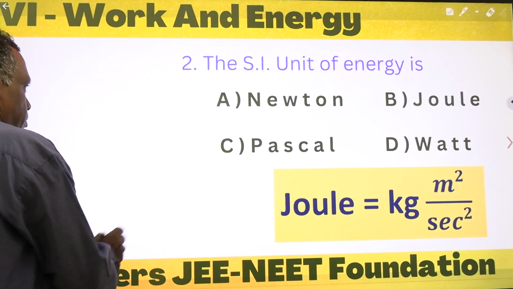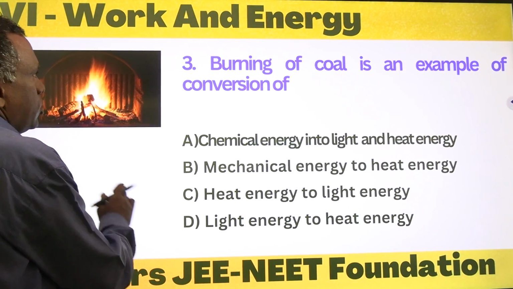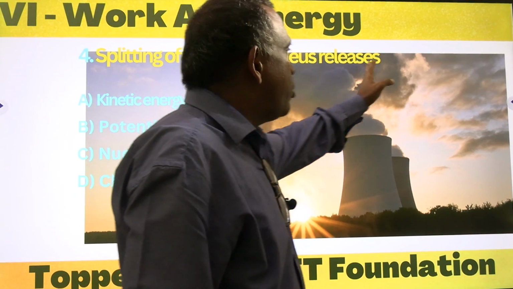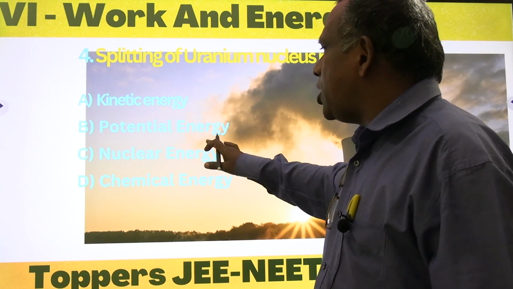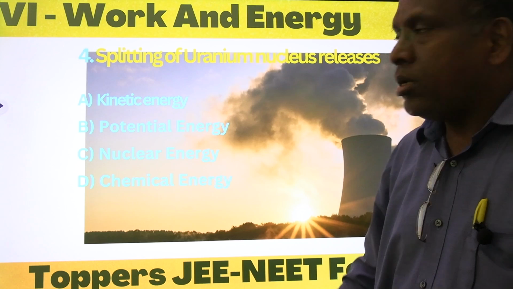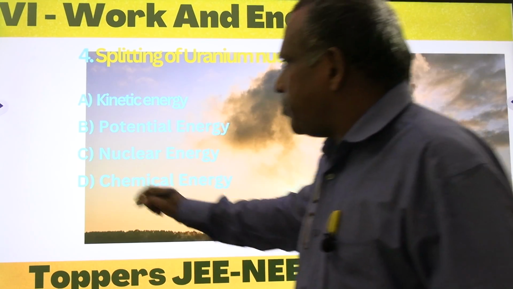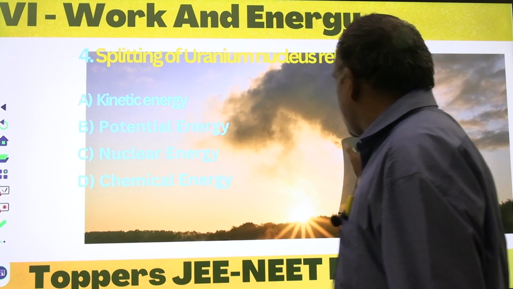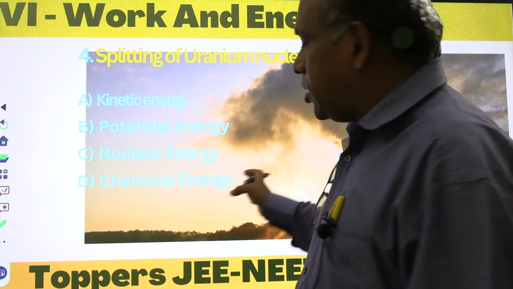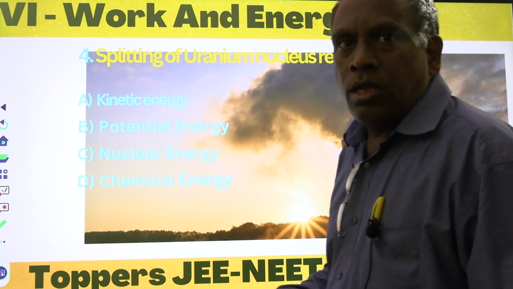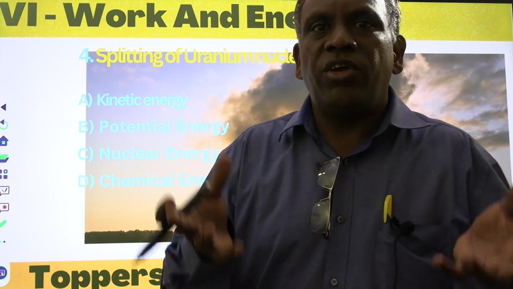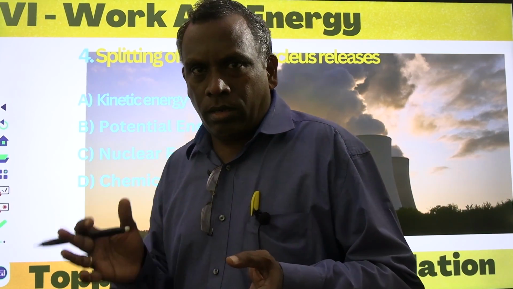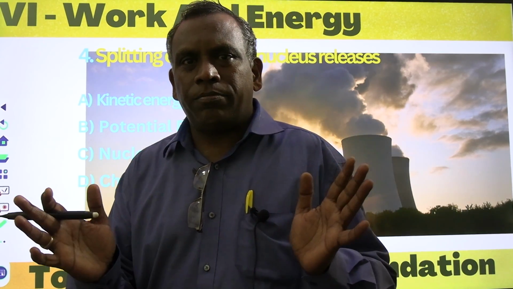Fourth question: the splitting of uranium nucleus releases. The options are kinetic energy, potential energy, nuclear energy, chemical energy. If you observe, this is a uranium nuclear power plant. These are cooling towers, releasing smoke. Uranium is the fuel in any nuclear power plant, which is split by bombarding it with a neutron.